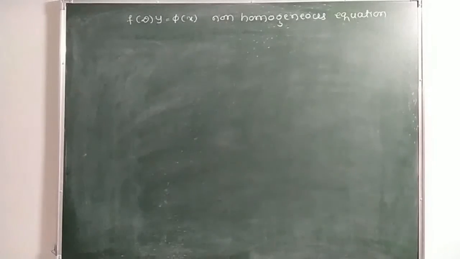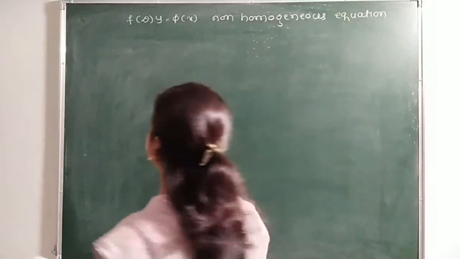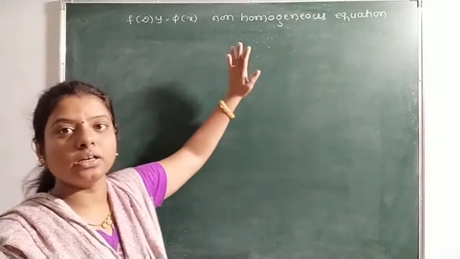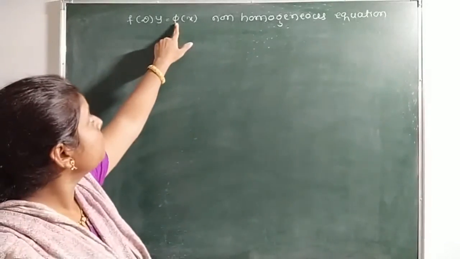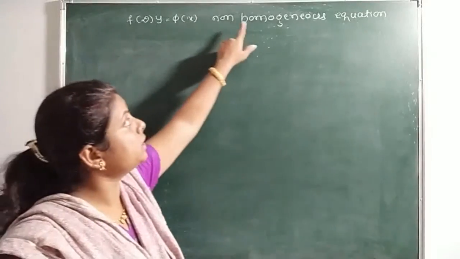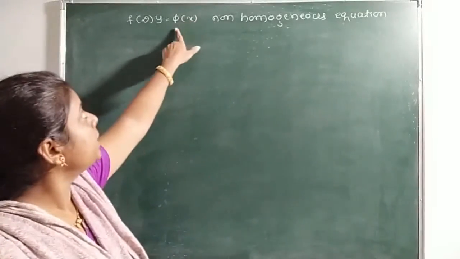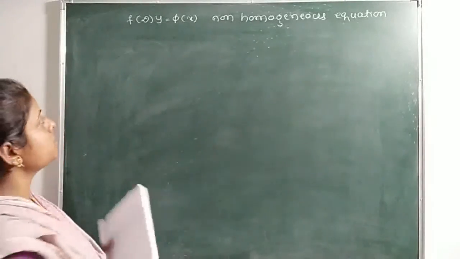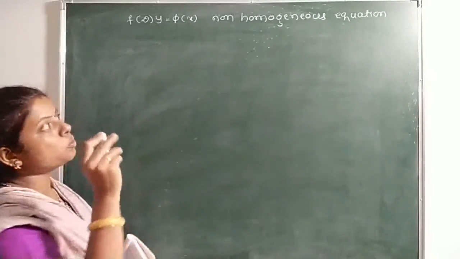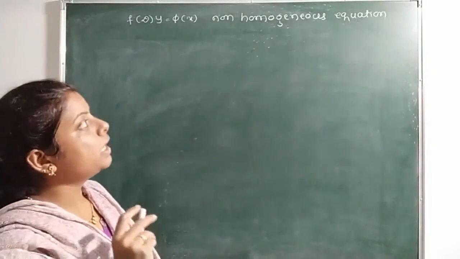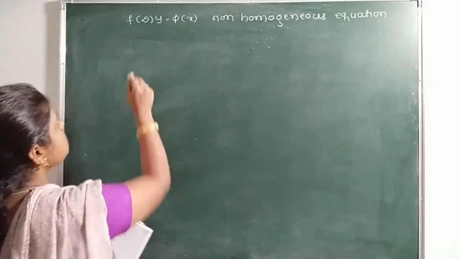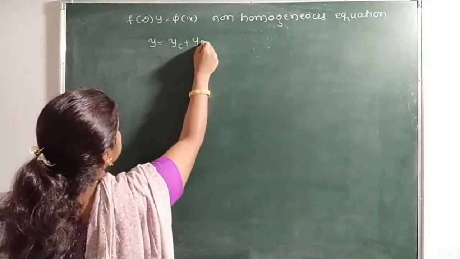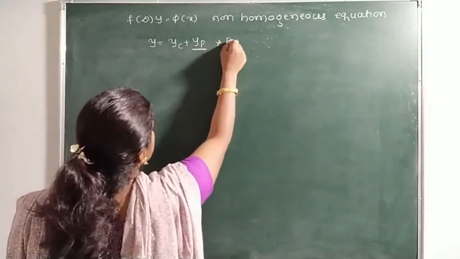Now we have to see the non-homogeneous equation, as I previously told about the homogeneous and non-homogeneous. If phi of x is equal to 0, then the equation becomes homogeneous. If phi of x is not equal to 0, the equation becomes non-homogeneous. Now, if we get a non-homogeneous equation, our general solution must be y is equal to yc plus yp. This yp indicates the particular integral.